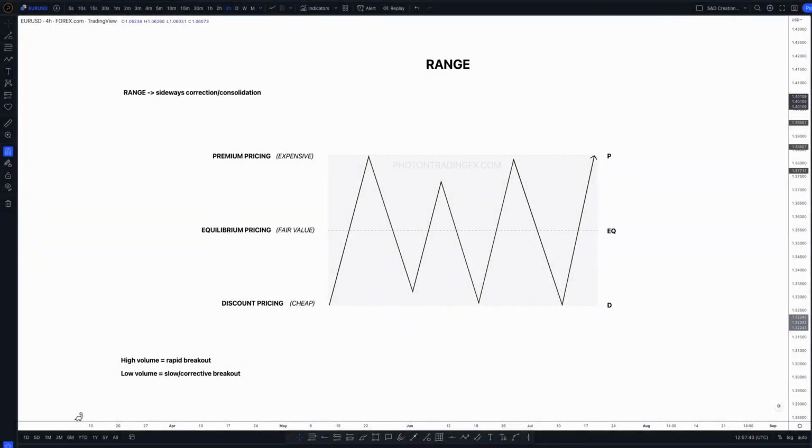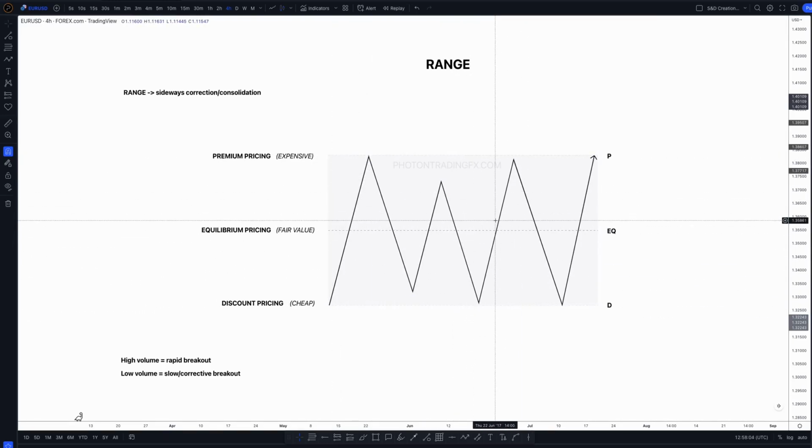So the first step to doing this is simply understanding what a range is. Now, a range on a price chart is simply a sideways consolidation or correction, right? So we can see prices just moving sideways. It's not really moving in any sustained direction. It's not breaking the higher low. We can see that price never trades higher or lower than its low, right?